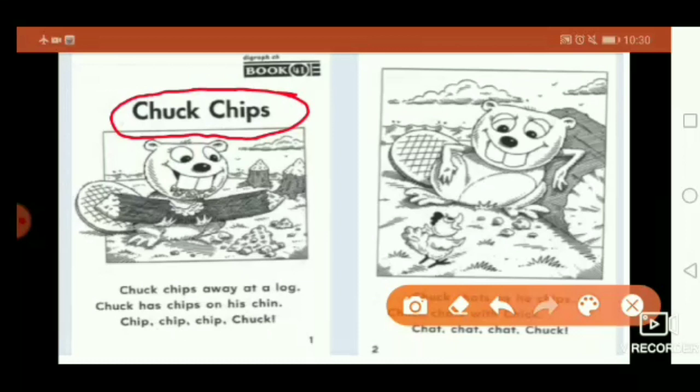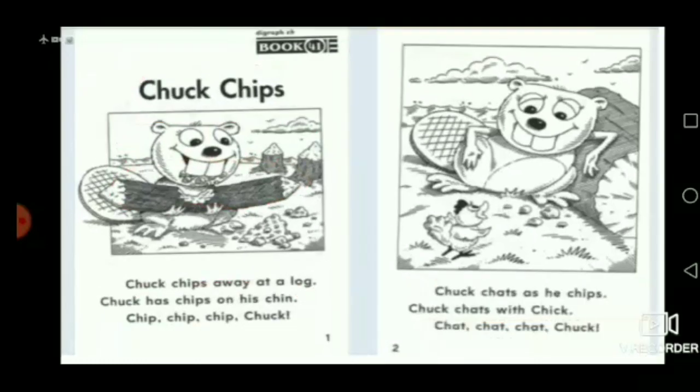Okay, I will read it one more time. From the top, you listen.